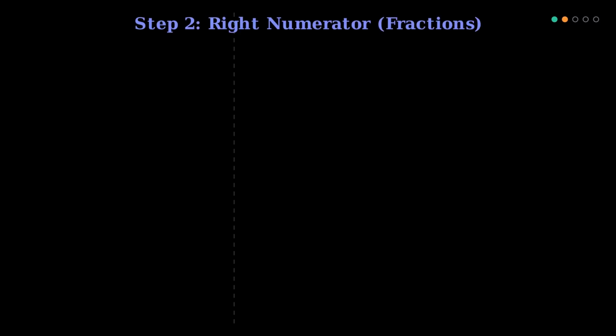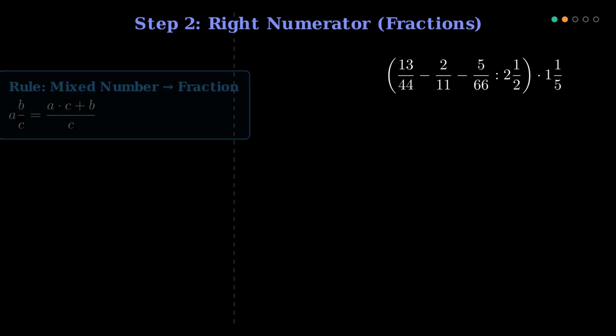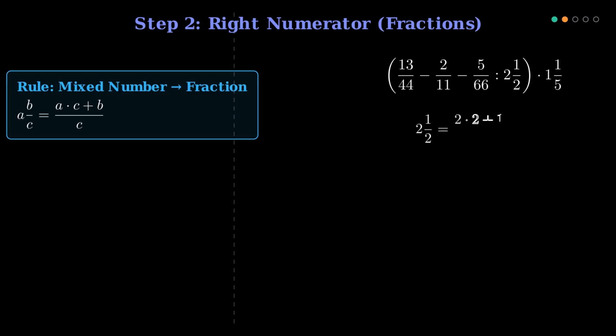Step 2. Now let's tackle the right side numerator. This one looks scary, but we'll break it down. We have 13 over 44 minus 2 over 11 minus 5 over 66 divided by 2.5. All of that multiplied by 1 1/5. Now just focus on this division. 5 over 66 divided by 2.5.